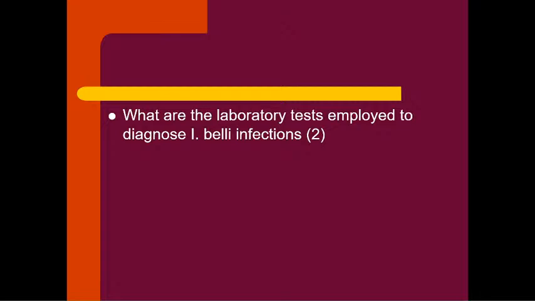Now, I need to ask you guys a question. What is the modified acid fast staining procedure that we usually do? What do we usually change in acid fast staining procedures in order for us to demonstrate partially acid fast organisms? We're in trouble if you forget that.